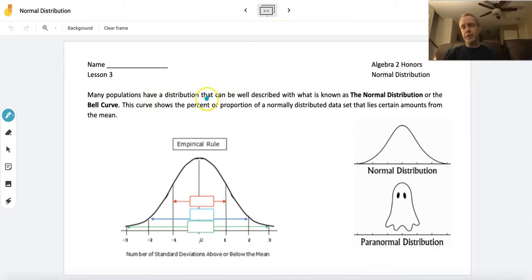As with other lessons, you can find the worksheets up on Classroom. If you want to print them out, you can, if you want to take notes as I go through this particular topic.